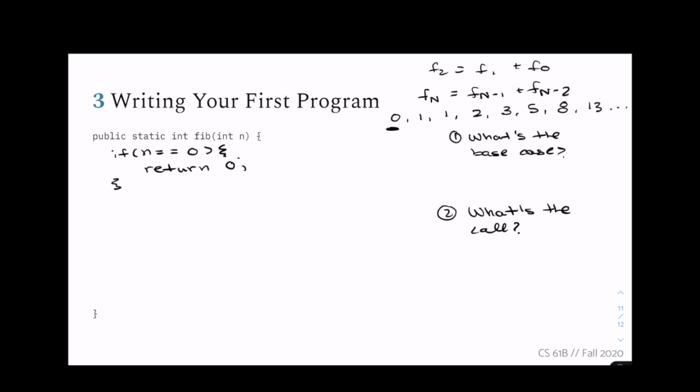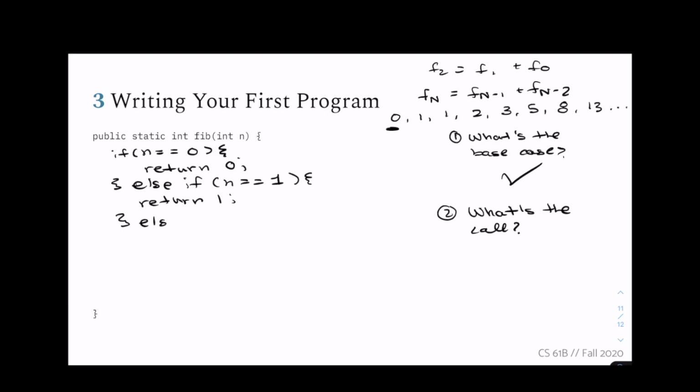There's actually two base cases for the Fibonacci sequence. So you do else if n is equal to 1, if you're looking for the first Fibonacci number, then you can return 1. There are more condensed ways to write this, but this works too. Okay, so that's our base case. We've solved that problem. Now, what is the recursive call?